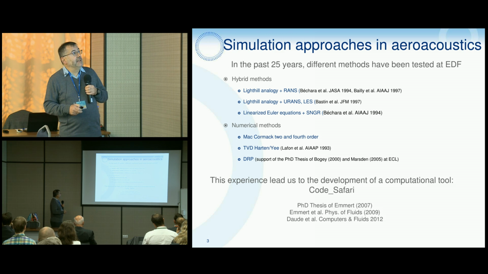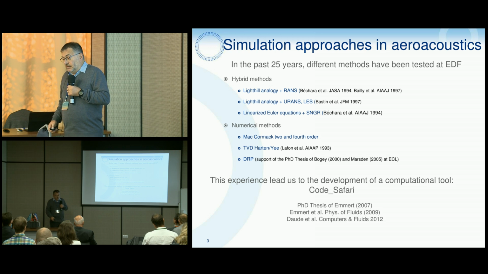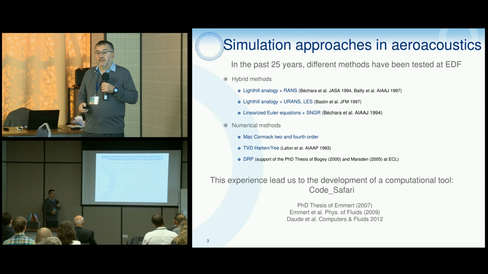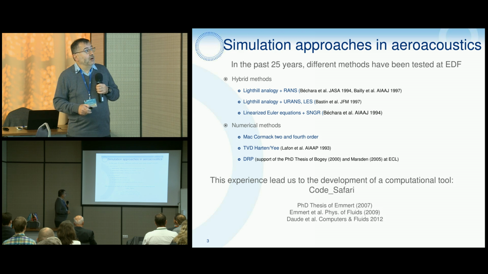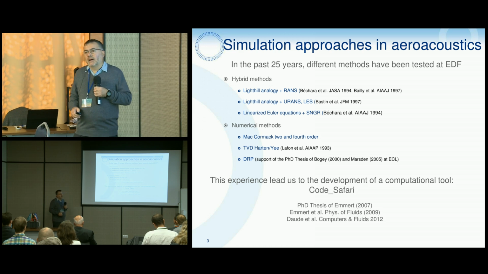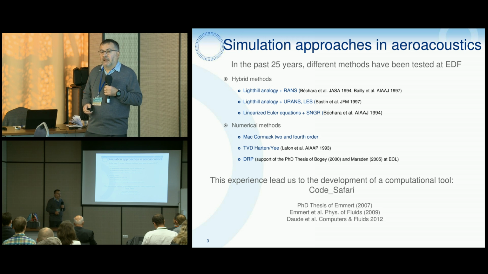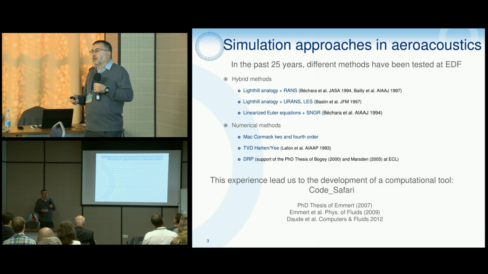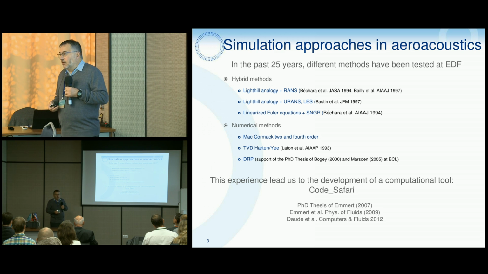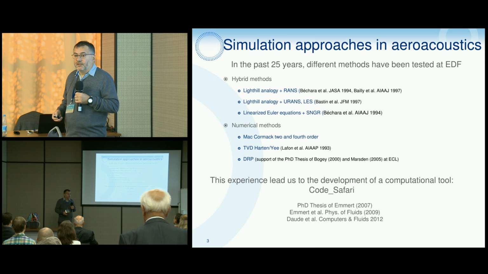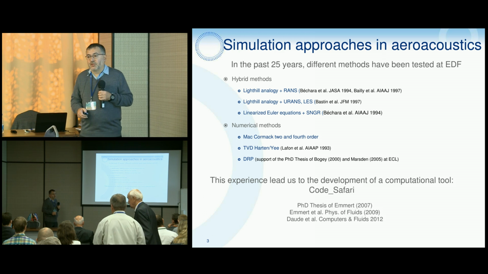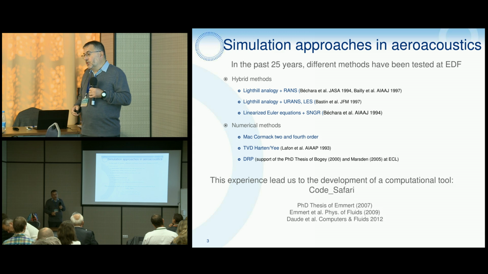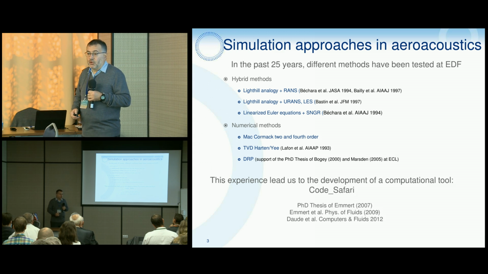So we developed at the beginning Lighthill's analogy with RANS computations at the first step. We also developed Lighthill's analogy with unsteady flow calculations, URANS or large eddy simulations. And as Lighthill's analogy involves mostly a Green function to be solved easily, it was not the best for our situations, which deal mainly with internal flows. So we developed linearized Euler equation solvers, and we proposed to use for the definition of the source term a stochastic approach we call SNGR.